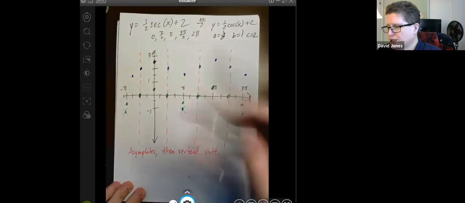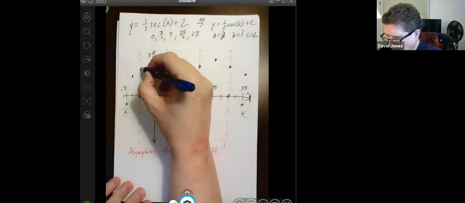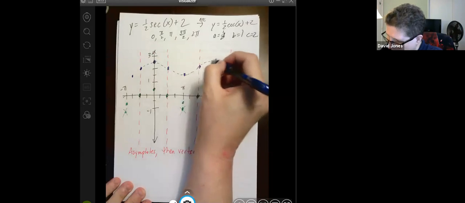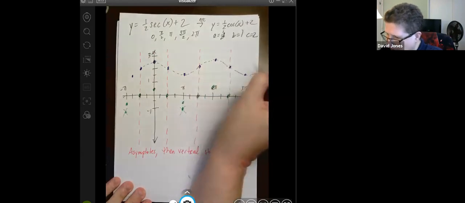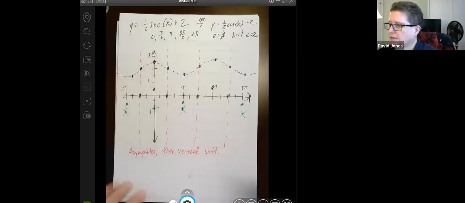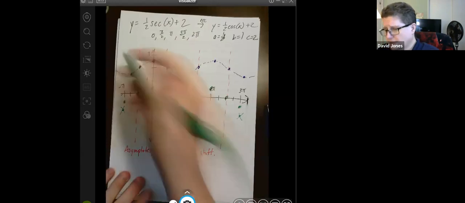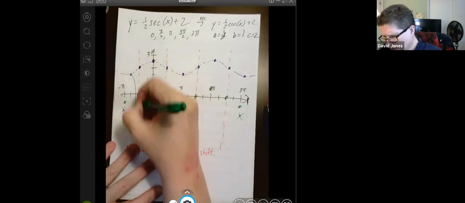And now if I were to do cosine, it would be like that. Now I'll do my graph off of that one. Now we head towards our asymptotes.